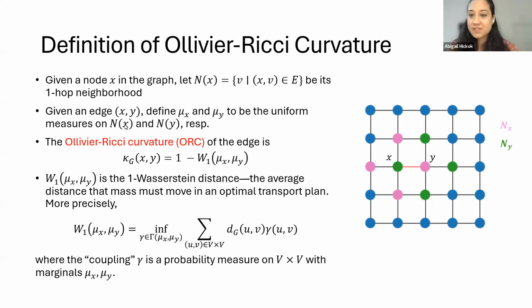I should mention also that there are a lot of variations on Olivier-Ricci curvature. You can define the neighborhoods in different ways. You can define the measures in different ways. So this specifically is what I would call unweighted Olivier-Ricci curvature. And this is the version of Olivier-Ricci curvature, ORC, that we're going to use for the rest of the talk.